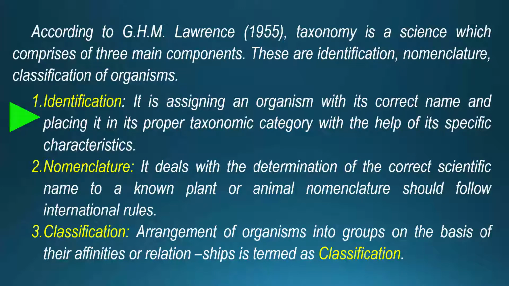What is identification? It is assigning an organism with its correct name and placing it in its proper taxonomic category with the help of its specific characteristics. On the basis of these characteristics, identification, here we describe. Another one is nomenclature. It deals with the determination of the correct scientific name. To know plant or animal, nomenclature should follow international rules. Then classification, arrangement of organisms into groups on the basis of their affinities or relationship is termed as classification.